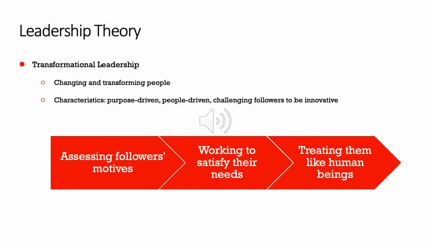The characteristics of this that I think work well with this problem of practice are that it's purpose-driven, it's people-driven, and it's challenging followers to be innovative. People in these roles have been doing things the same way for a long time, and we are challenging them to do things a little bit differently. I had this quick diagram, and I'm going to talk about it in the next slide, but it comes down to these three things that happen. First assessing the followers' motives, or even what their current work is like, working to satisfy their needs, and then treating them like human beings.